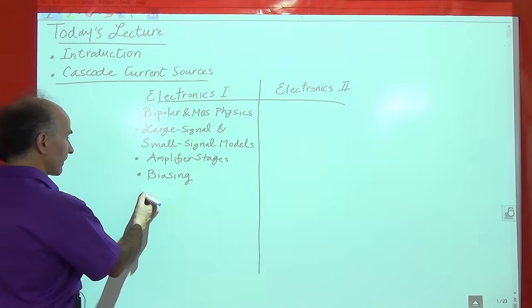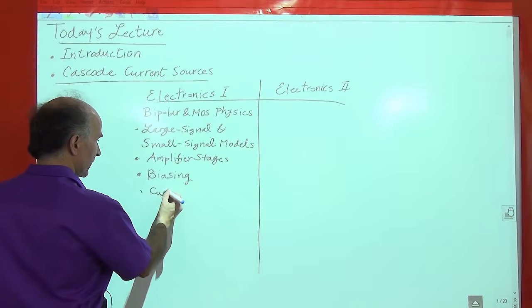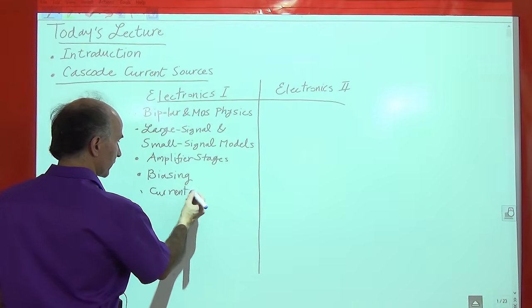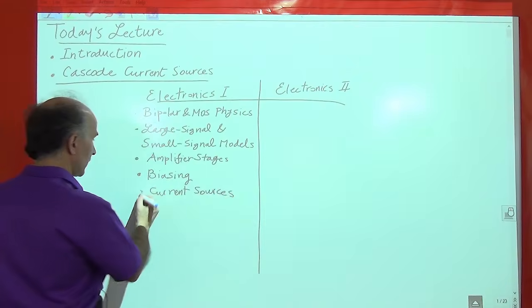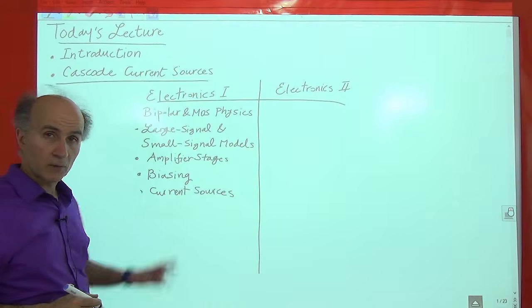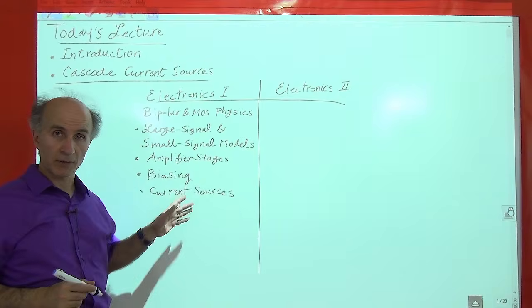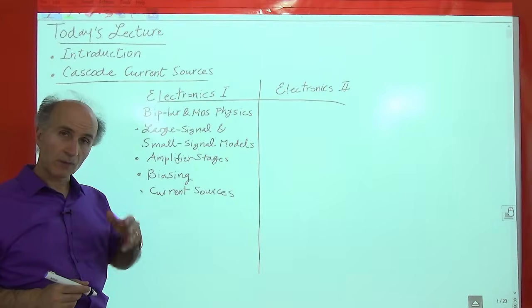We also learned about current sources, and we saw that we could build current sources out of MOS devices and bipolar devices. So that was also very useful. Current sources are used extensively in many different circuits, as we will see throughout this course as well.